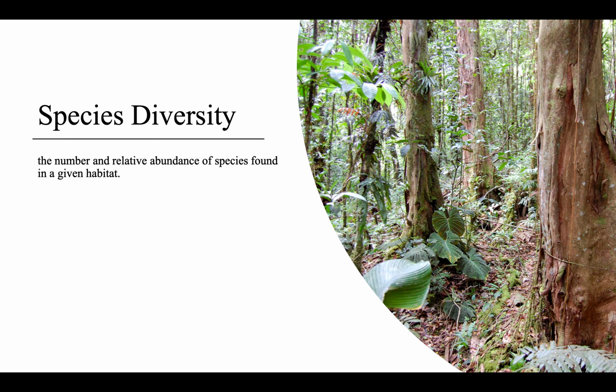So species diversity considers the number and relative abundance of species found in a given habitat. So here we have this forest, which also has high species diversity. You can see there's at least, I'd say probably at least 20 different species of plants just in view. High species diversity.